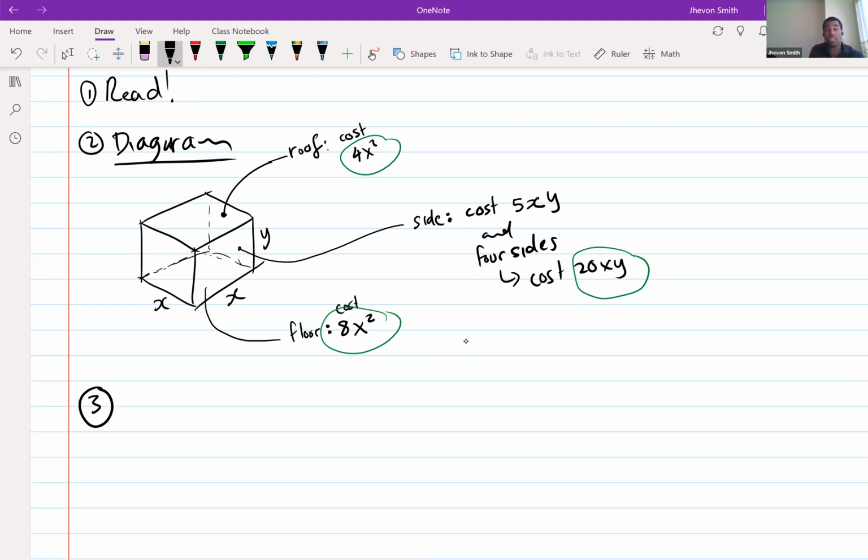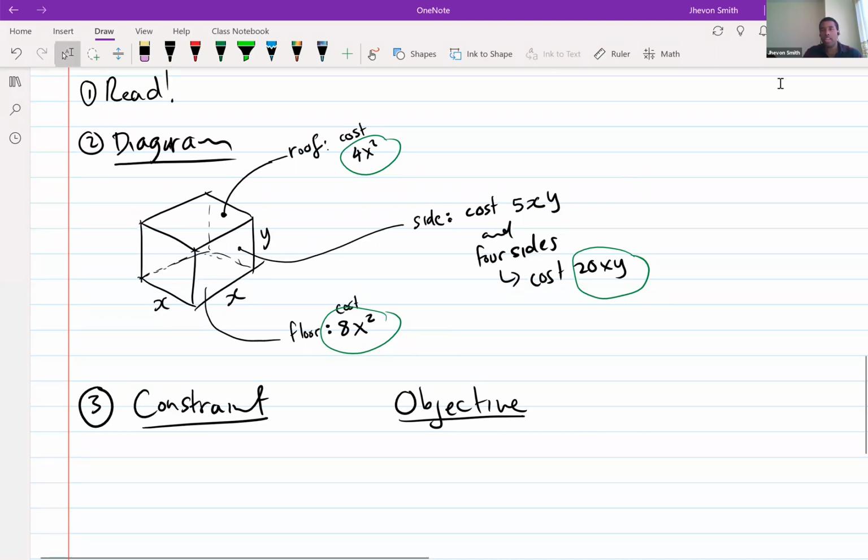And so the third step now is to come up with your constraint equation and your objective equation. Now the constraint is the thing that you're given. It's the restriction that you have. You do not have a choice in the constraint.